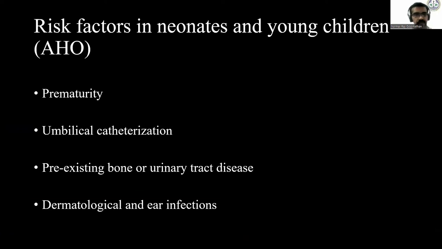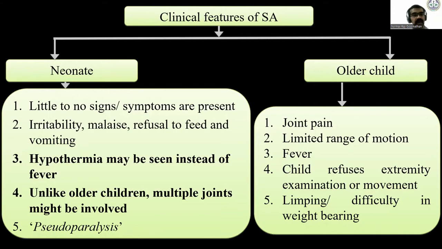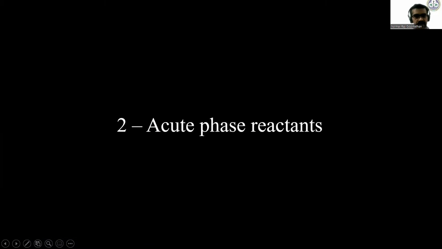You have to be vigilant in your history taking so that you don't miss these conditions which can predispose. Regarding septic arthritis, the clinical features, again, a neonate may present with subtle findings, and you have to be vigilant in picking up these findings. One important thing is hypothermia may be seen instead of fever. And unlike older children, where it is many a times monoarticular, in a neonate it may be multiple joints which are involved simultaneously in septic arthritis. The other findings are the same in both the conditions.